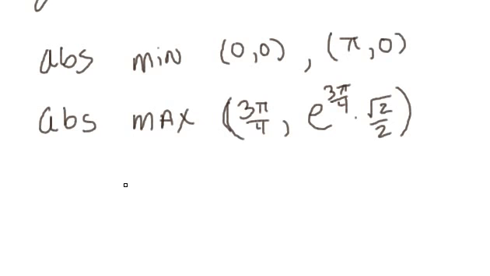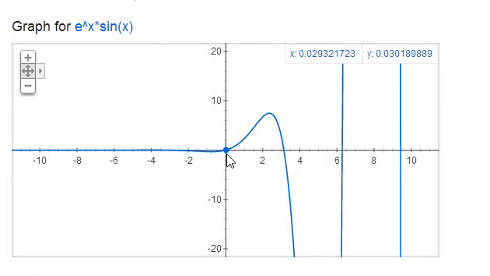Let's go back and look at the graph again. I had so much fun doing that last time. Okay, so remember we had two minimums, at 0, 0, and the other minimum at pi, 0. I'm trying to get my cursor there as close as I can, it's jumping around. And then our absolute maximum occurred right here at 3 pi fourths, on the x-axis.